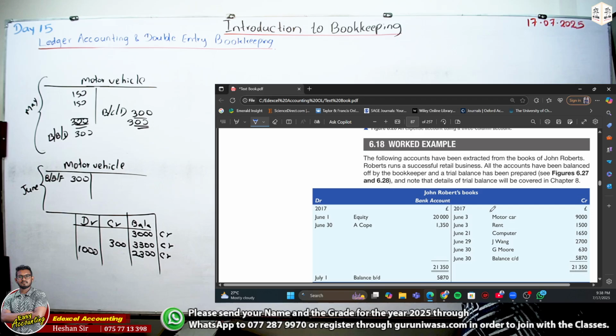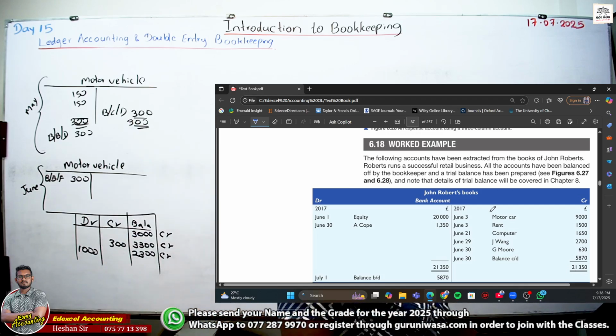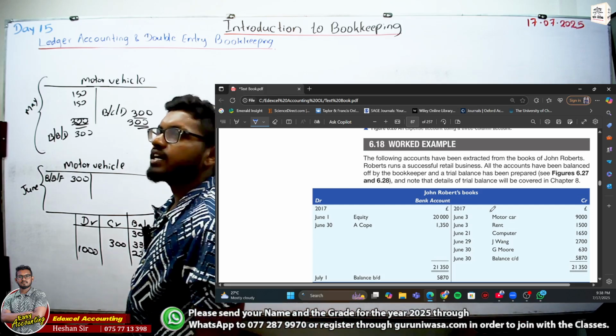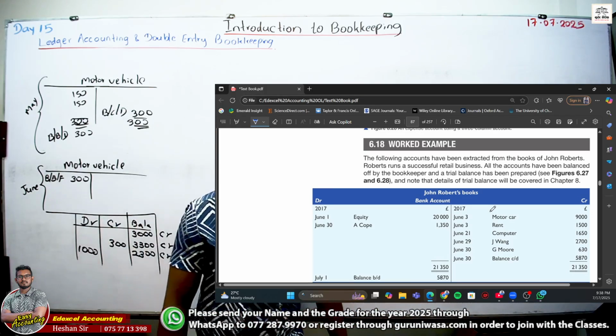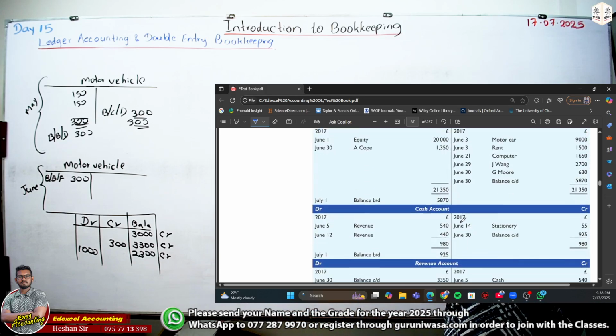Work example. The following account had been extracted from the books of John Roberts. Roberts runs a successful retail business. All the accounts have been balanced off by the bookkeeper and the trial balance has been prepared. Note that the details of trial balance will be covered in chapter 8. Okay, you can see these are the bank account, cash.